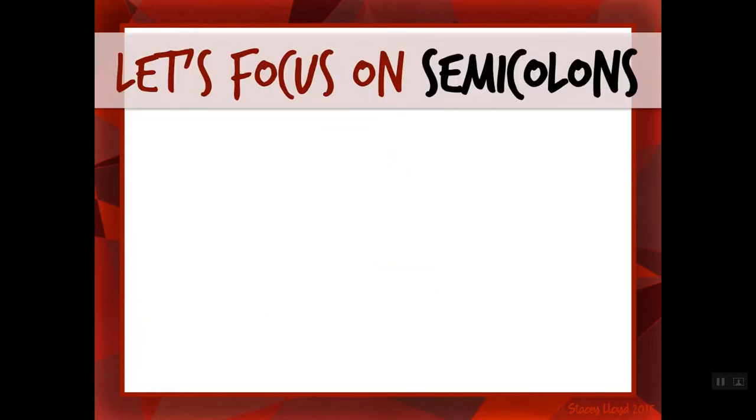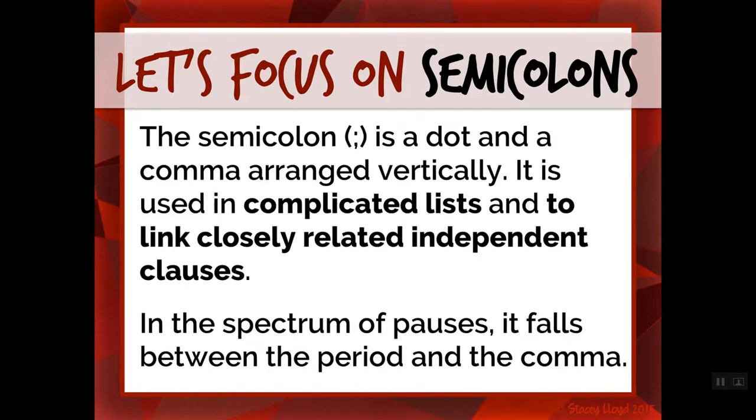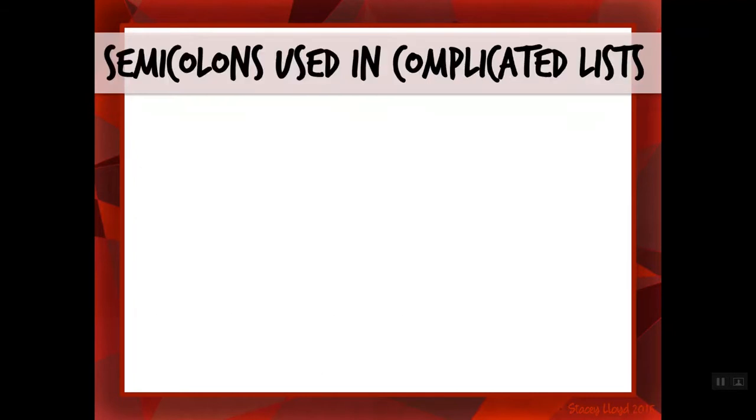Semicolons. Focusing on semicolons. A semicolon is a dot and comma arranged vertically, used in complicated lists and to link closely related independent clauses. In the spectrum of pauses, it falls between the period and the comma. So the warning about semicolons is that you make two related independent clauses, and we'll get to that. It can make it pretty complex. The sentence can be quite loaded. Sometimes shorter sentences are better.